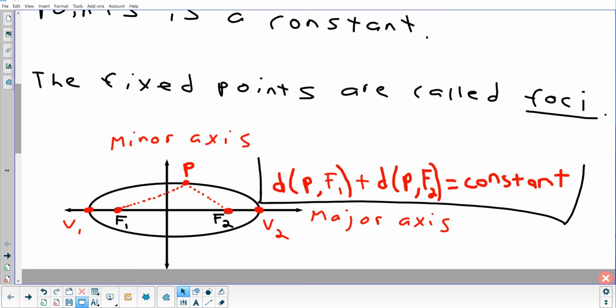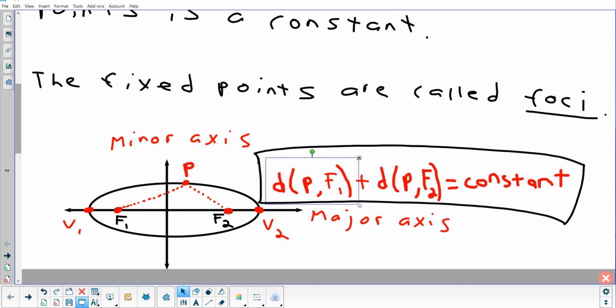This is basically summarizing what we just said, but in a shorter way. If you measure the distance between a point and the first focus, and then measure the distance between that same point and the second focus, if you add the two distances together, it will always come out to a constant. In my ellipse, I think it was 17.3, something like that.